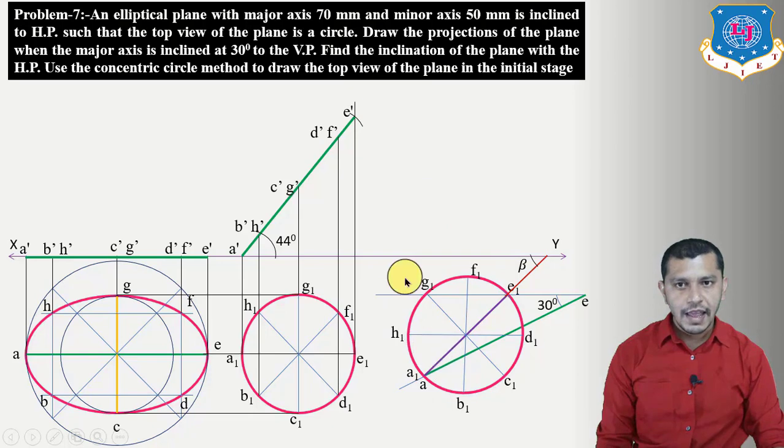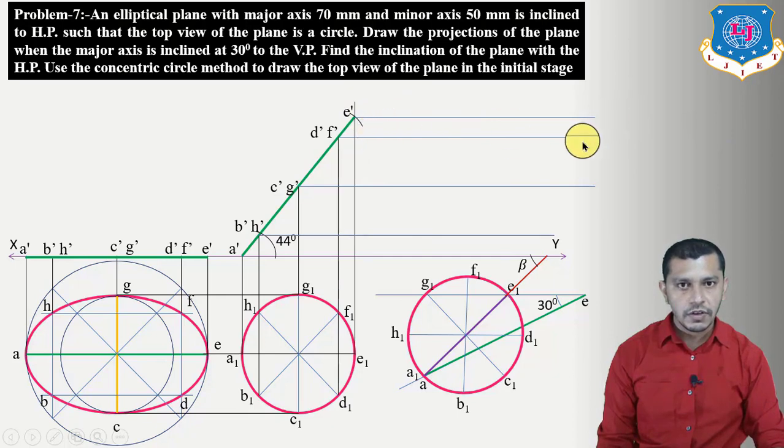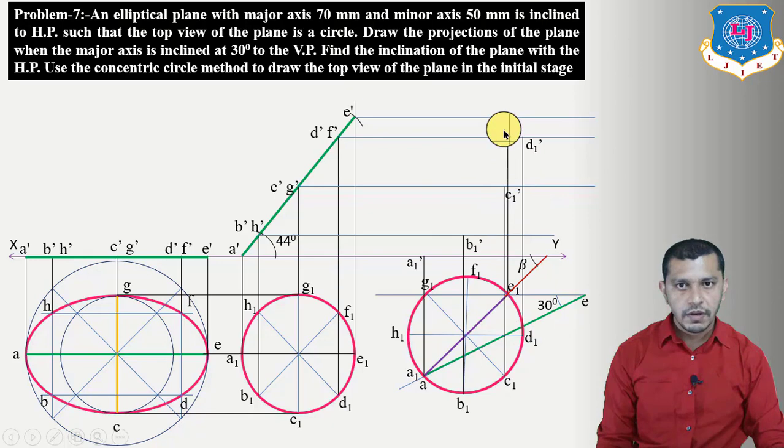Now we have to draw the elevation. So if you want to draw the elevation, first of all draw the locus of A, B, C, D, E, F, G and H. So draw the locus. This is locus of E, this is locus of D and F, this is locus of C and G, this will be locus of B and H, and this will be the locus of A. Now project these points. This will be our A1 dash, B1 dash, C1 dash, D1 dash, E1 dash, F1 dash, G1 dash, and this will be our H1 dash.